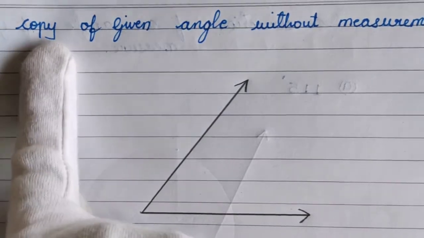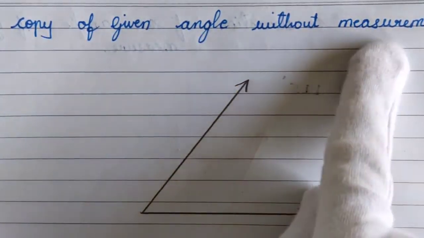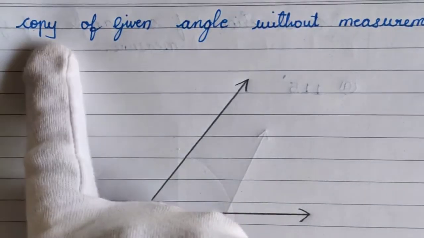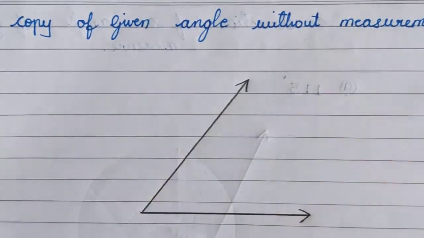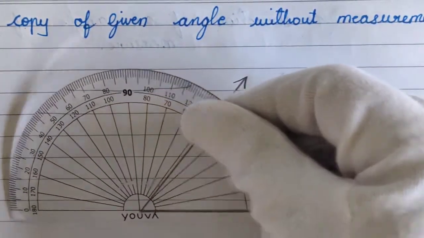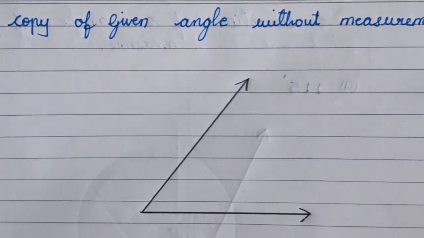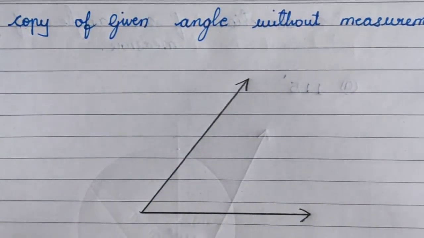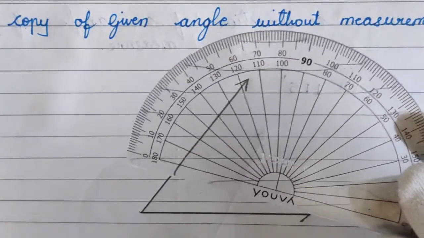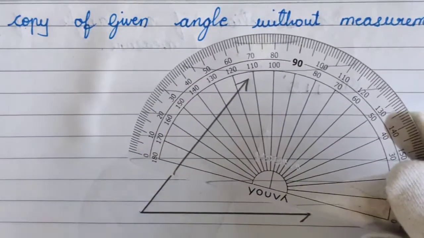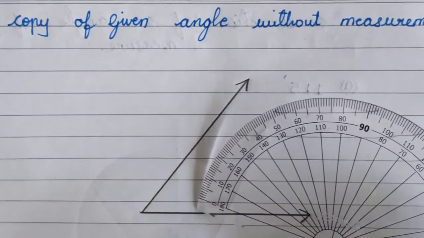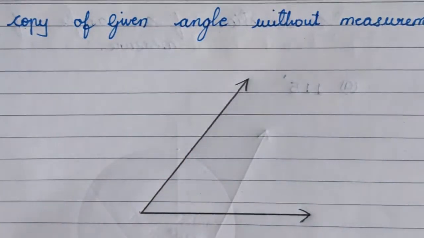Next topic is copy of a given angle without measurement. Now we don't want to measure this angle because we have to draw the copy. Of course you can make use of the protractor, measure the angle and then draw it, but you have to avoid this. You don't have to make use of the protractor, and without using it you have to draw the exact copy of this given angle. So how are we going to do it?